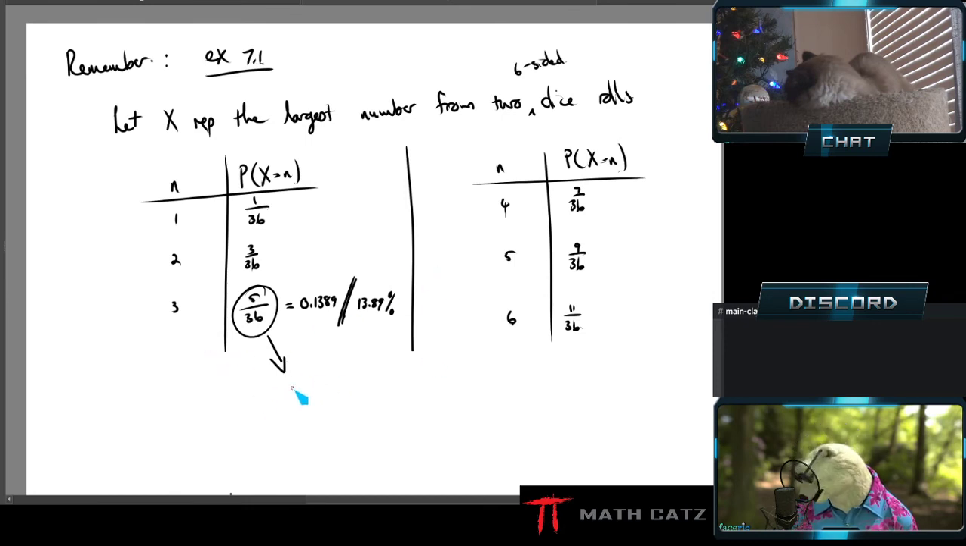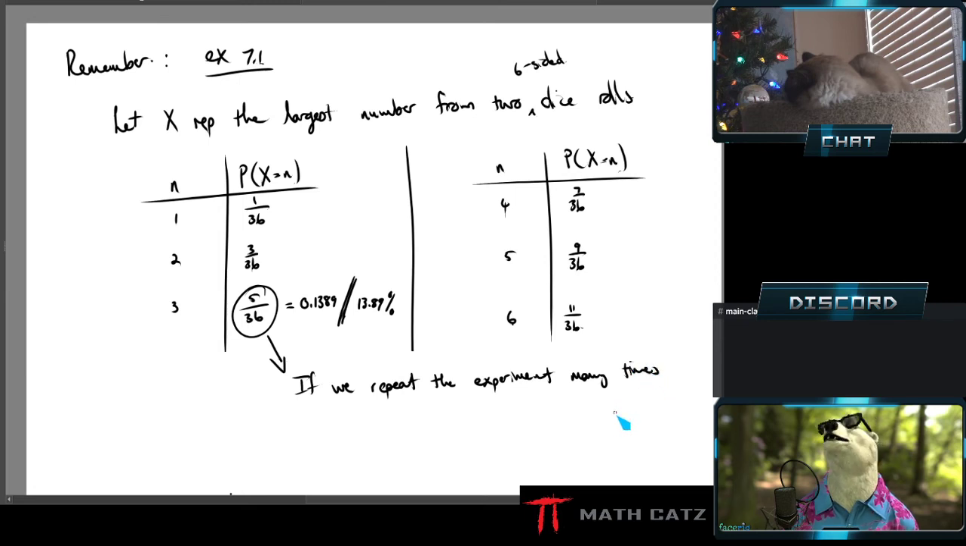So let's write this down. Interpretation of this, for example, is that if we repeat the experiment, in this case, roll 2 dice, many times. How many times? Many. How many is many? More than any number you can think of. Repeat it as many times as we need to, and then maybe more.